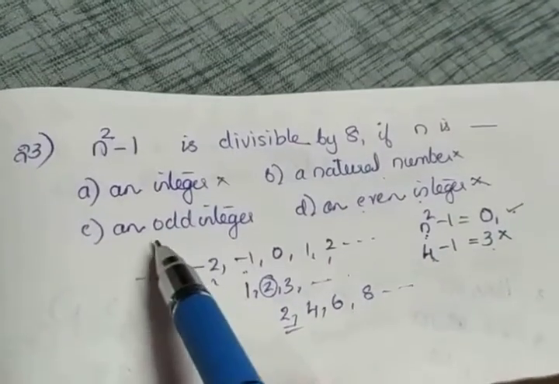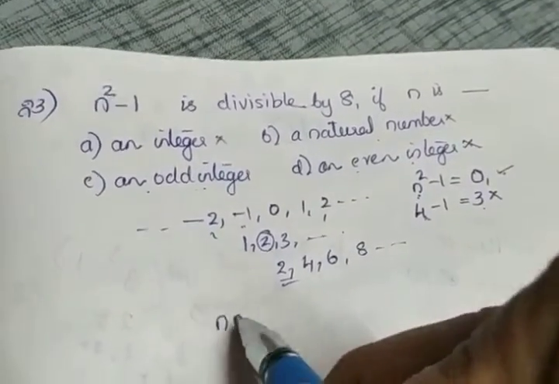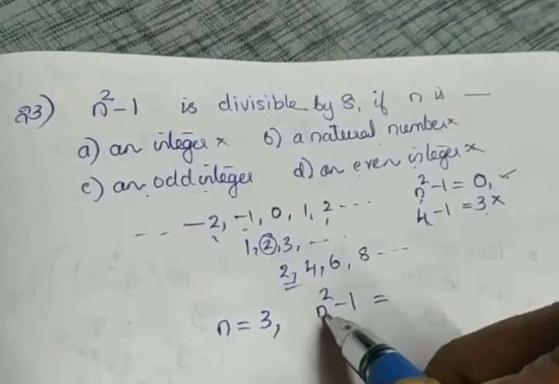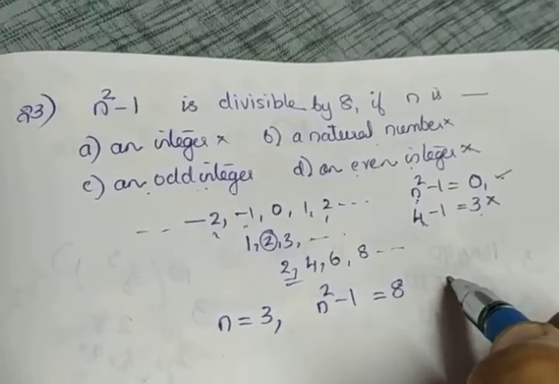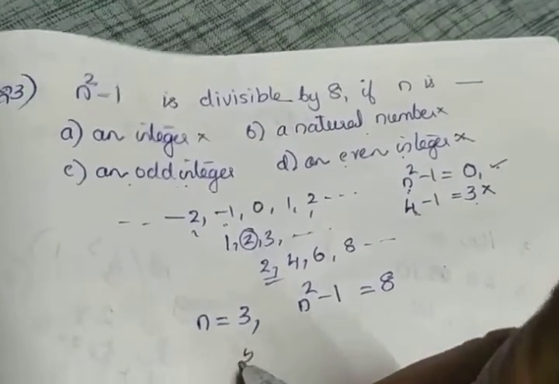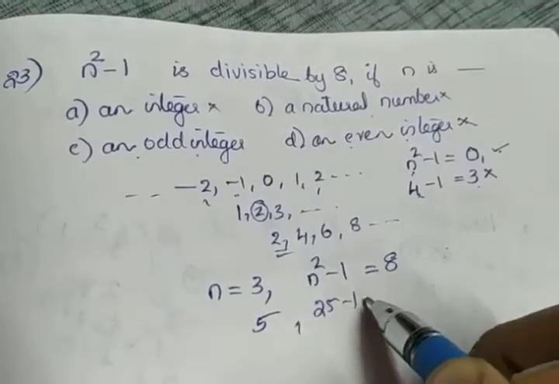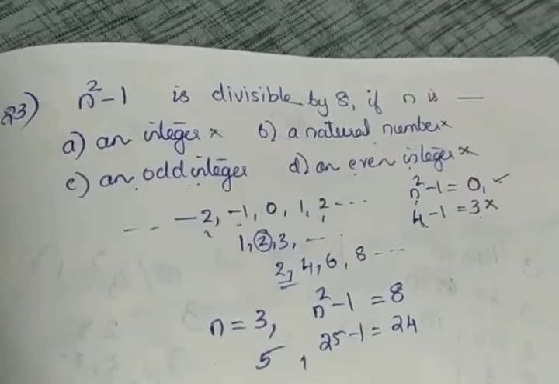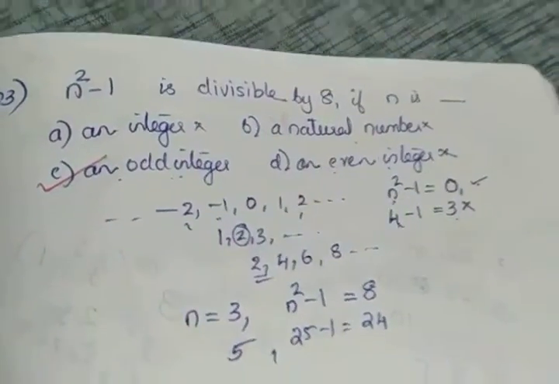So what is the last option? An odd integer. If you want, you can check it. Suppose n is equal to 3, which is an odd integer. What will be n square minus 1? 3 square is 9, minus 1, 8, which is divisible by 8. If I am taking the value of n as 5, n square will be 25 minus 1, which gives you 24, which is also divisible by 8. So the correct option will be the third option, odd integer. n must be an odd integer.